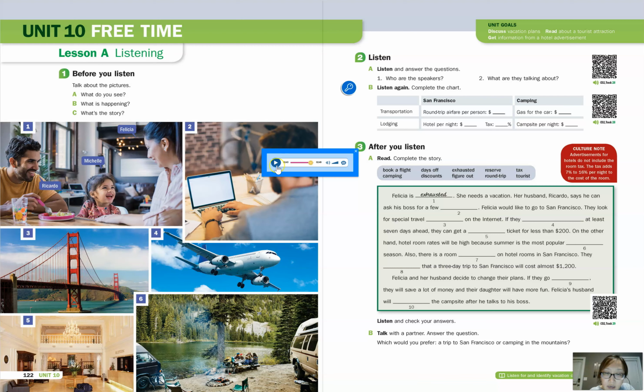Okay, so I'm going to play it one more time in case you missed anything. Here we go. Unit 10. Free time. Page 123, exercises 2A and 2B.